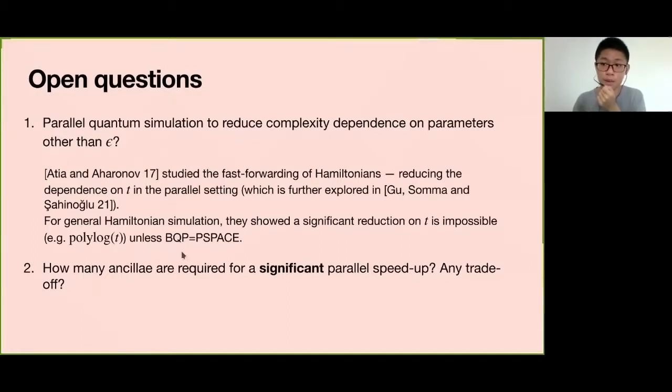The second question is about the space-time trade-off of the parallel quantum algorithm. In our work, we did not explicitly count the number of ancillas used in the quantum algorithm. And this might be very large. So the question to ask is how many ancillas are required for a significant parallel speedup, and whether we can obtain some trade-off between the depth and the size. Okay, this is the second question.